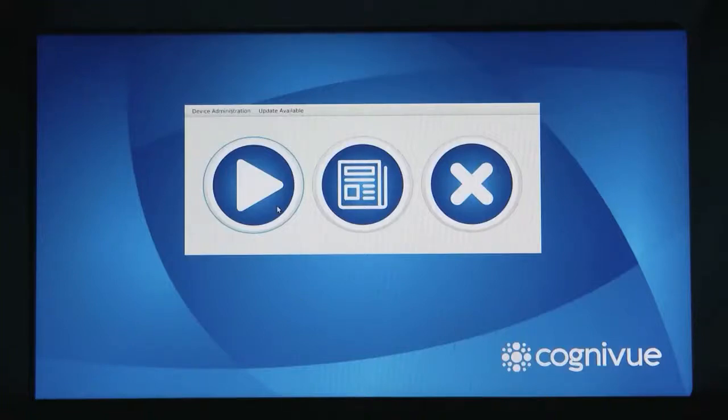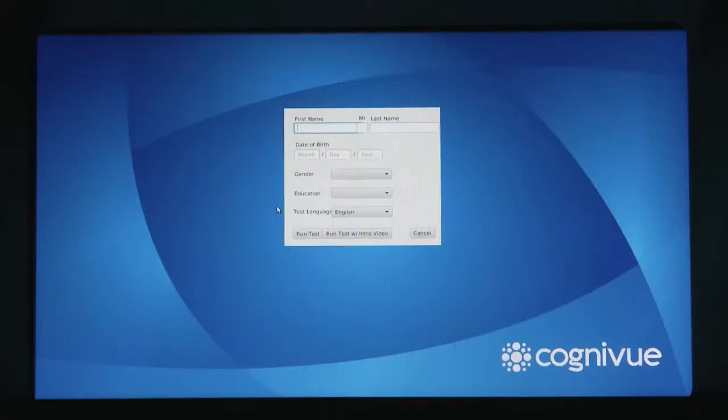The Cognivue test battery uses adaptive psychophysics to measure patient thresholds through a series of key cognitive domains, including motor ability, visual ability, executive function, perceptual processing, and memory. The operator begins the test by recording the patient's name, date of birth, gender, and education level, as well as the test language, and then selects Run Test.